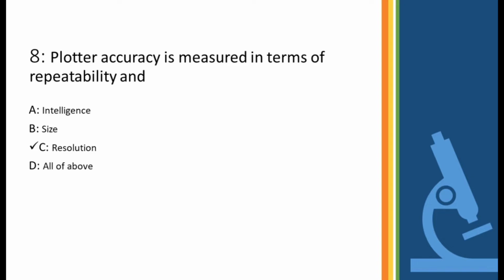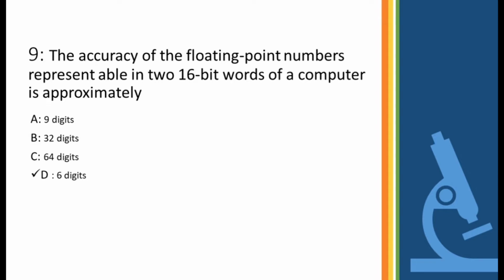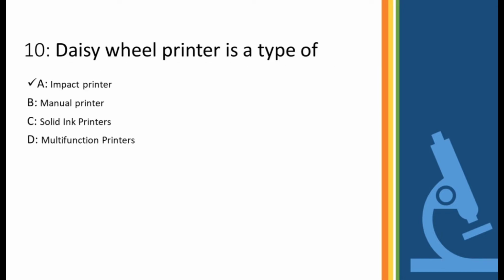Plotter accuracy is measured in terms of repeatability, and the correct answer is C, resolution. The accuracy of the floating point numbers representable in a 26-bit word of the computer is approximately, the correct answer is D, 6 digit.